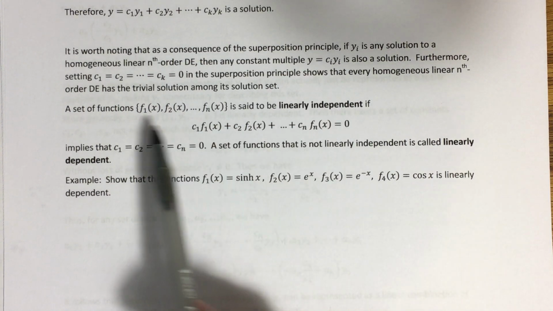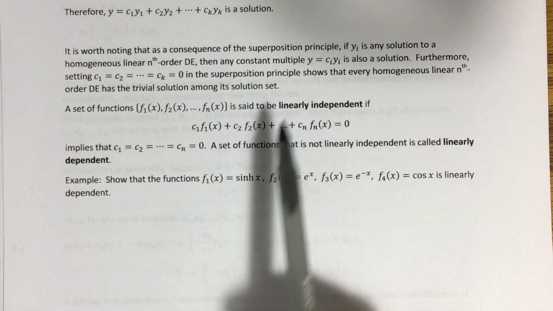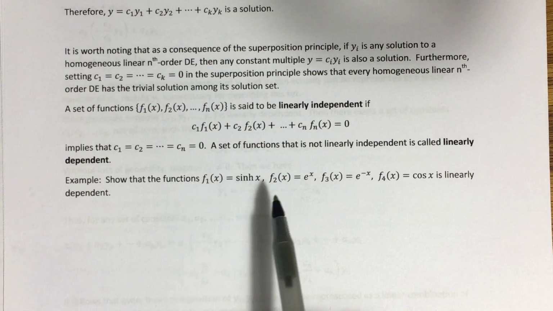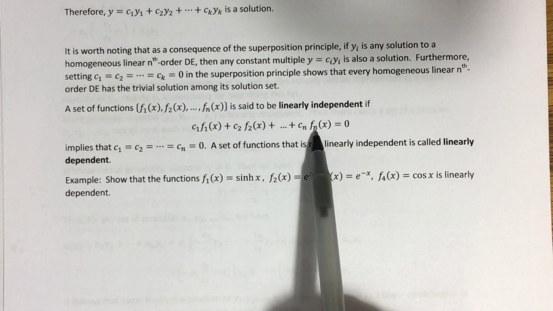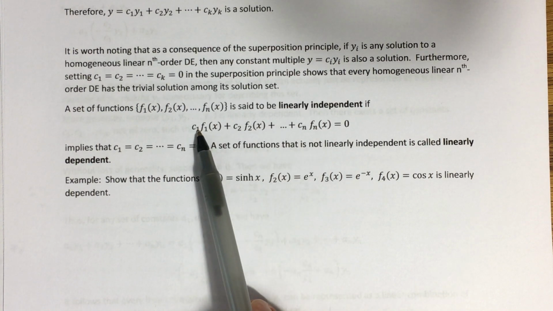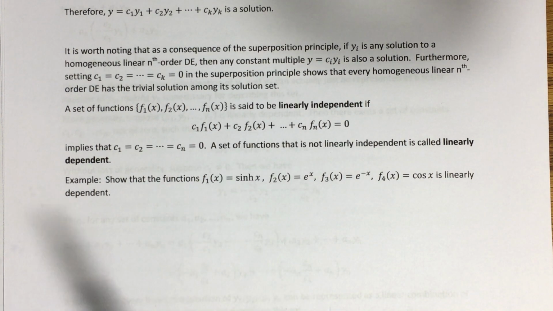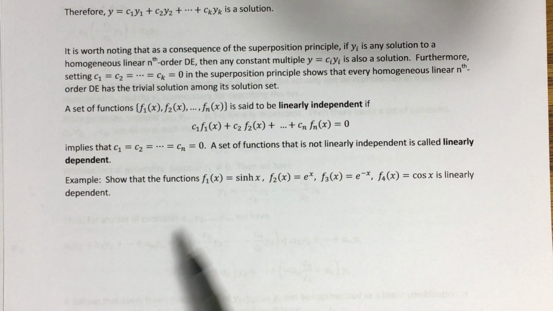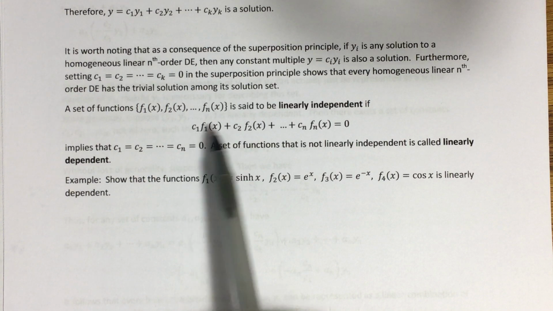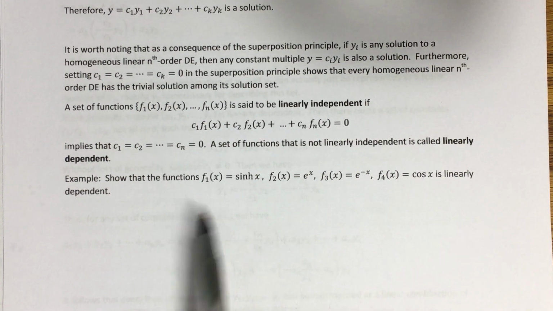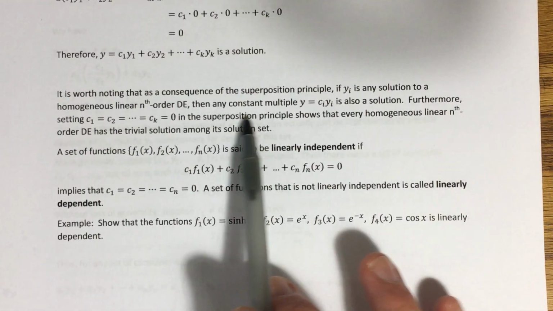If a set of functions is not linearly independent, then we say that it's linearly dependent. And what that would mean is that for that set of functions, I can find some set of constants, c1 through cn, not all of which are 0, such that this becomes true. Now, for linear dependence, it's okay if some of those constants are 0, but linear dependence just implies that not all of them are.